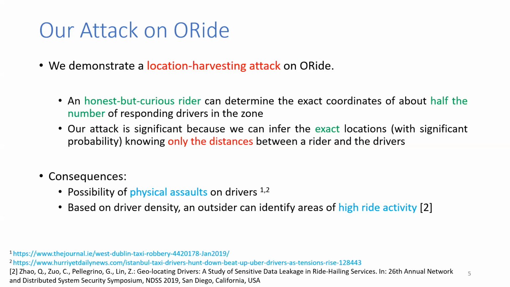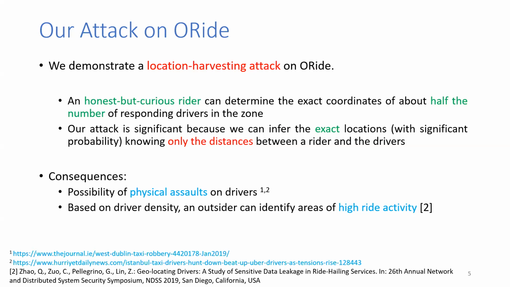Our attack is significant because the rider performs an honest ride request and can infer the exact locations of about half the number of drivers very efficiently. And this attack can be done only knowing the Euclidean distance between the rider and that particular driver.